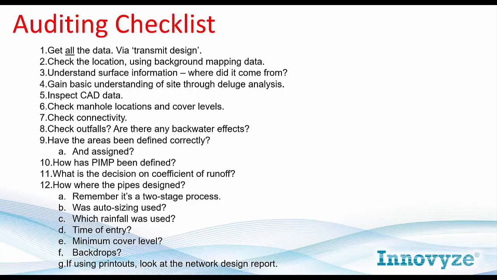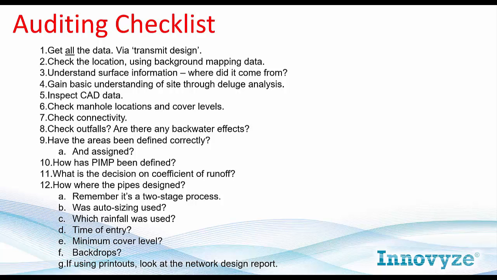So number 6 is check the manholes. Remember about the cover levels. We would expect those cover levels to be derived from the final surface data. If they don't, it's not necessarily an error, but you should be asking the question, if they didn't come from the final surface, then where are they coming from? And you're looking for justification for that.